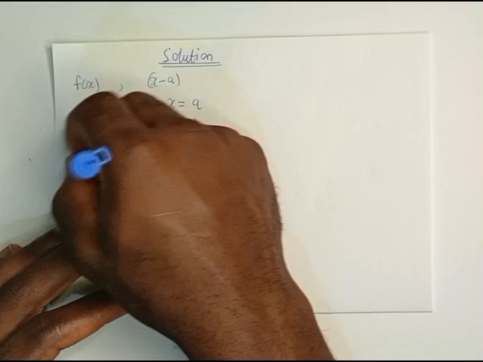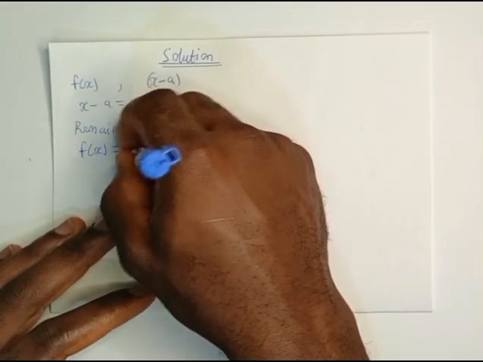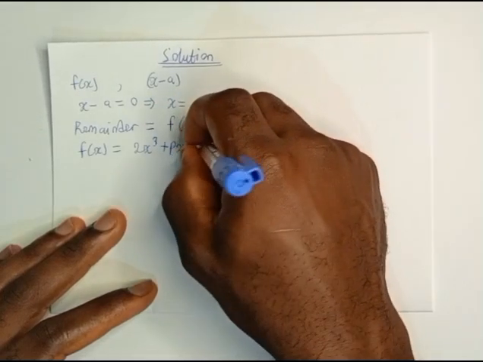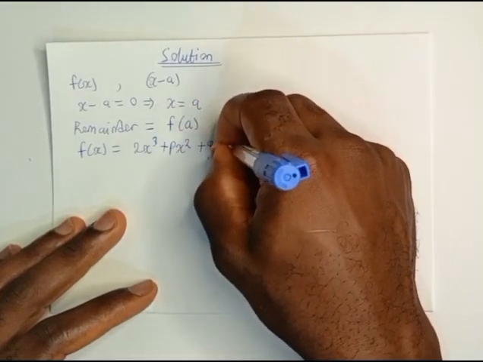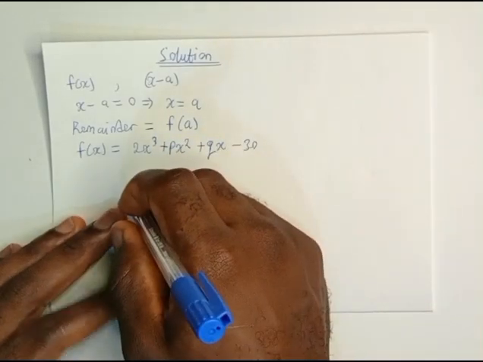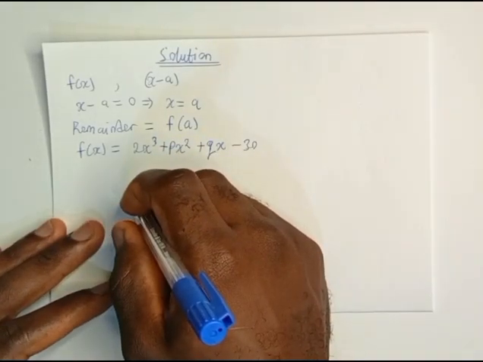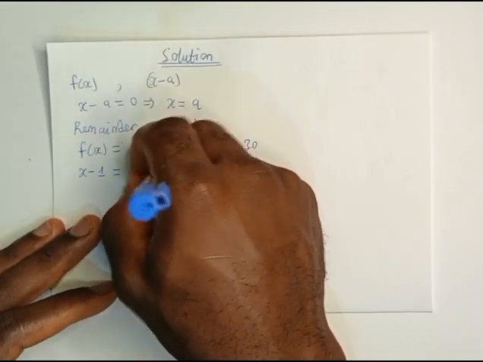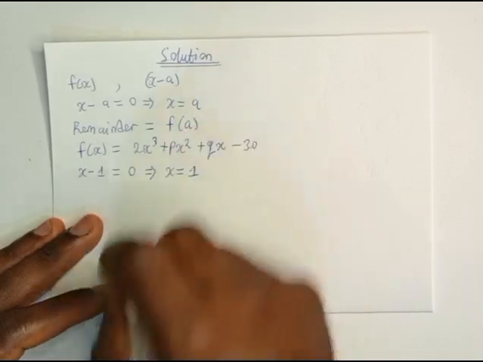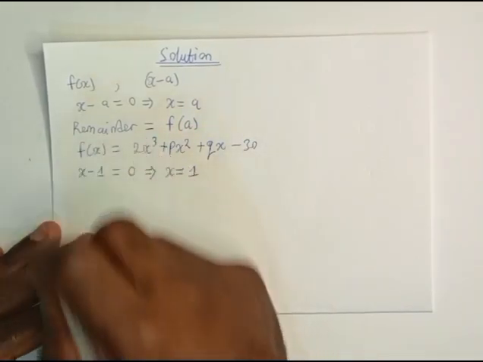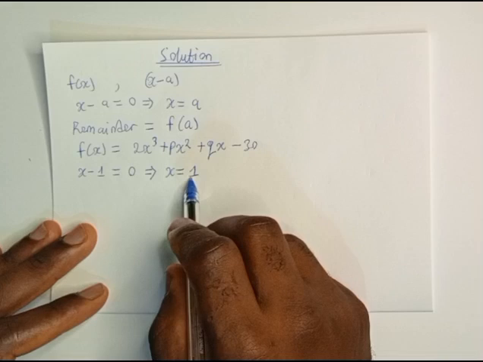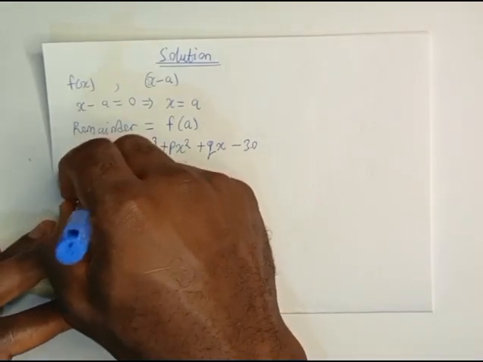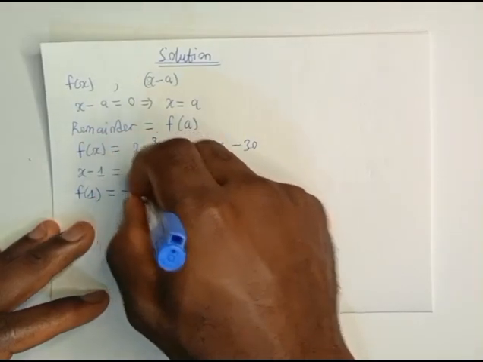First, we start by writing the polynomial f of x is equal to 2x cubed plus px squared plus qx minus 30. It leaves a remainder of negative 28 when divided by x minus 1. We equate x minus 1 to 0. Then x will simply be equal to 1. Next, we have to find f of 1. f of 1 gives a remainder which is negative 28.